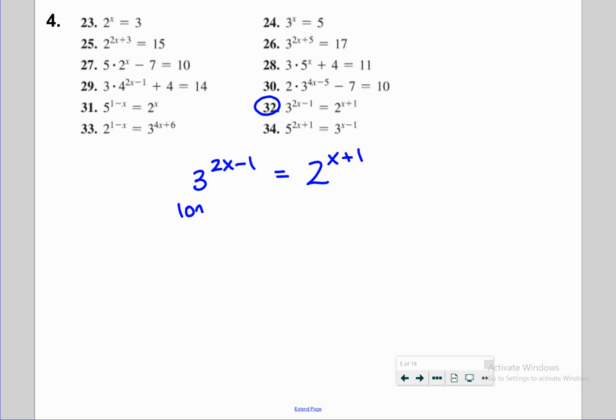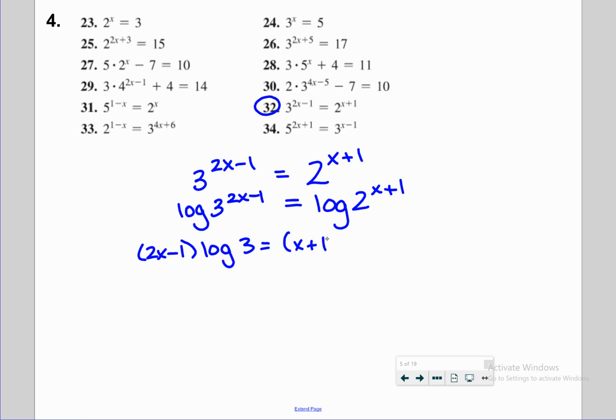Stick with either common log, that's what I'm going to use, or natural log, because those are buttons in our calculator. Once you introduce the log on both sides, what am I allowed to do now? Bring the power down. Okay, that's a log property, so I need the log before I can actually do that. X plus 1 log 2. Now, it looks a little gross, but remember, when you have log and just a number, that's a number. Like, I could type in log 3 in my calculator and get whatever number that's equal to. Same thing with log 2.